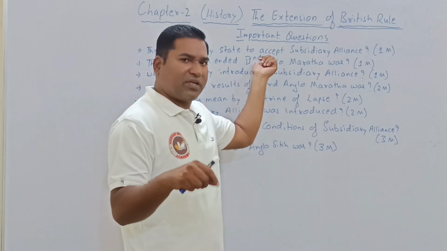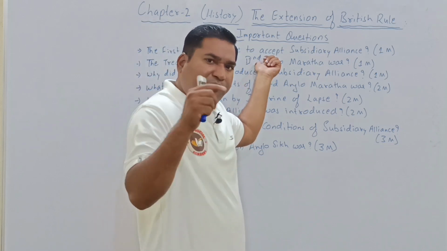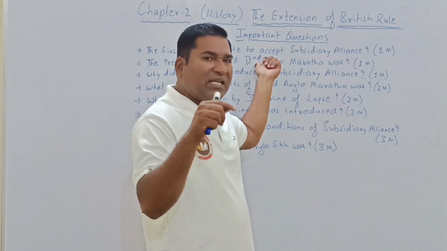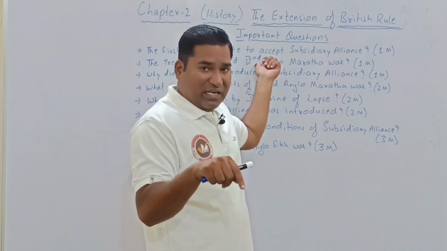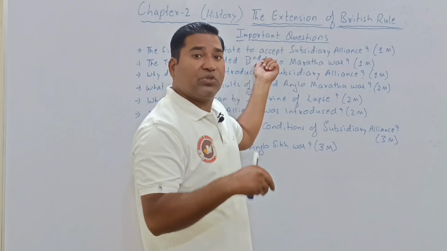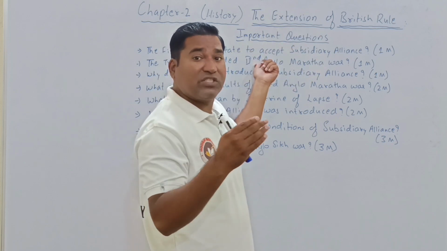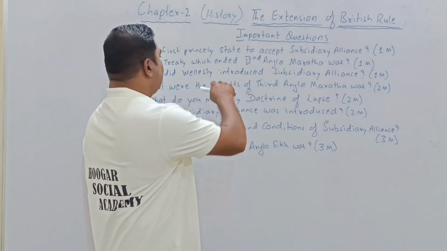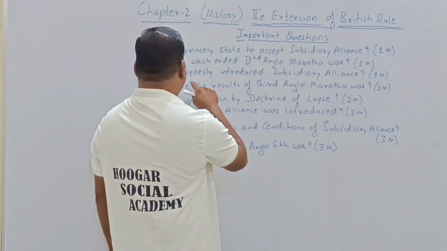Why is it so important? It's because our Peshwa, due to internal Maratha conflict, had to reach out to the British to take help against whom? Against the Marathas themselves. So this becomes very, very important. Which treaty ended the second Anglo-Maratha war?